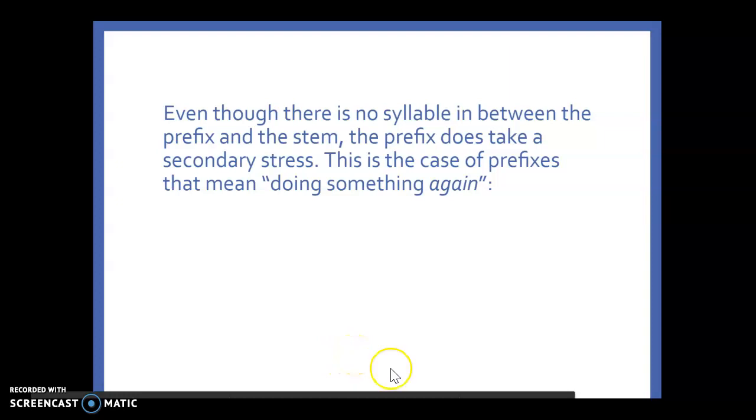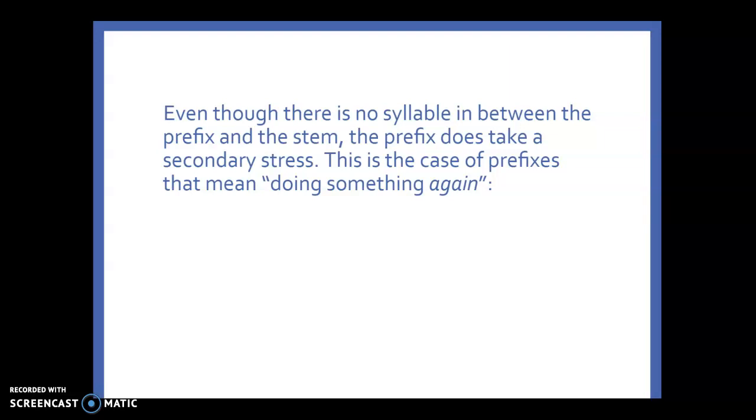Well, we were speaking about prefixes, so now I'm going to show you something that is an exception. Even though there is no syllable in between the prefix and the stem, because we were speaking about the necessity of having a weak syllable in the middle. So, let's imagine there's no syllable between the prefix and the stem.